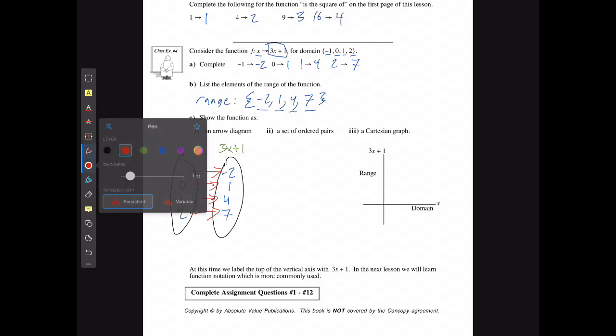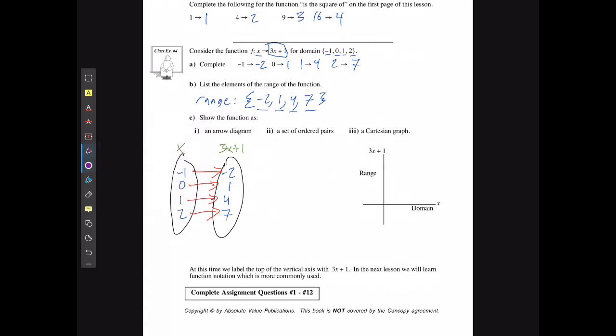If I'm listing it out as ordered pairs, well, my ordered pairs are going to be -1 and -2, 0 and 1, 1 and 4, and 2 and 7.